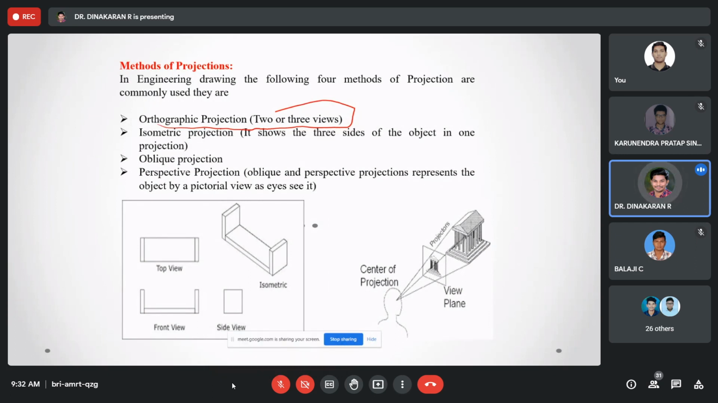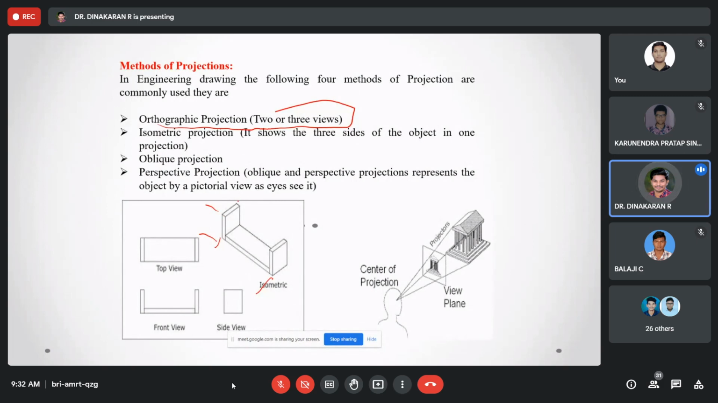I want to draw the front view. What are the parameters, what are the dimensions I want to consider? Length and height. For the top view, length and width. Yes, for the front view we need to consider length and height for orthographic projection.